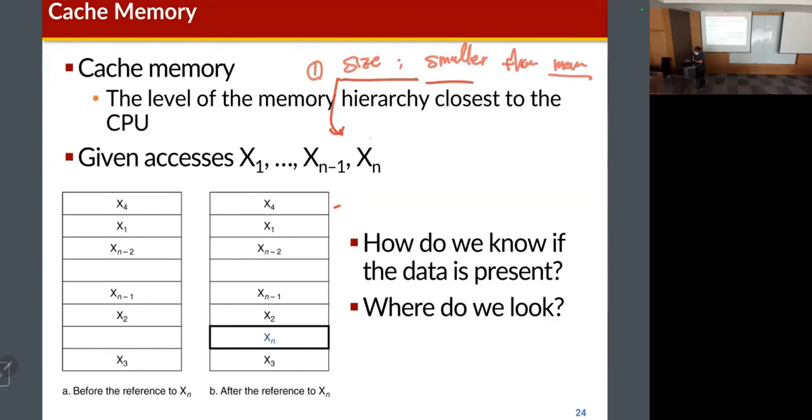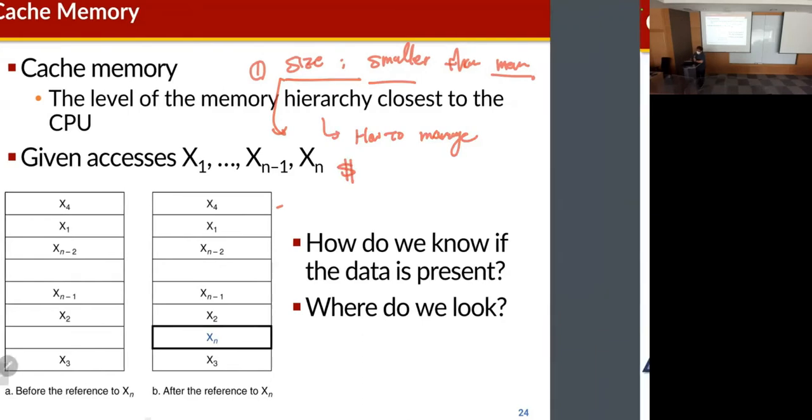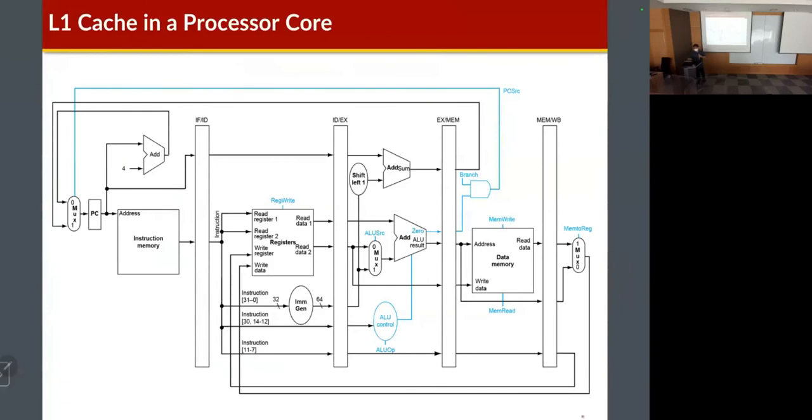Size is small, then we need to know how to manage it. So let's think about the cache. This slide shows the architecture of the pipeline processor. And where is the cache? In chapter 4, we learned that this is the instruction memory, and this is the main data memory.